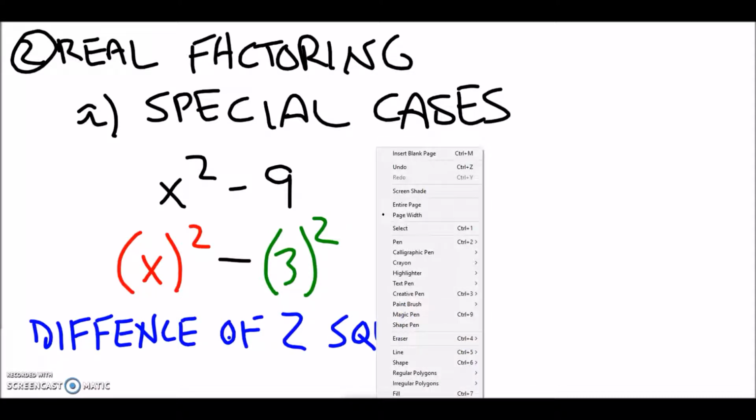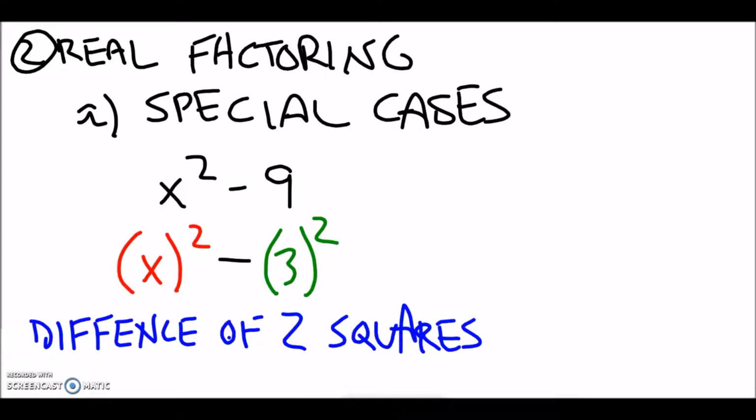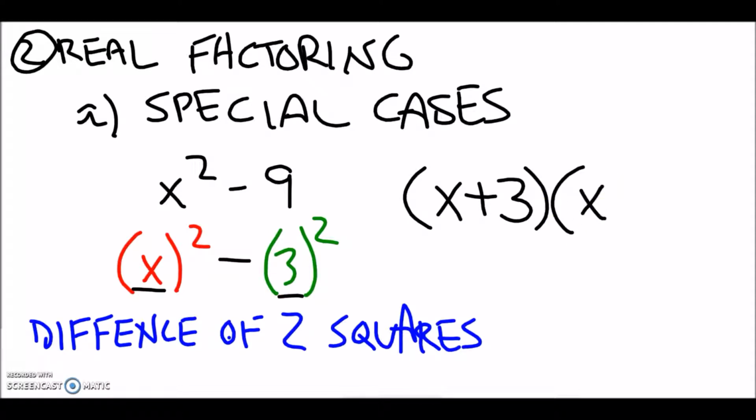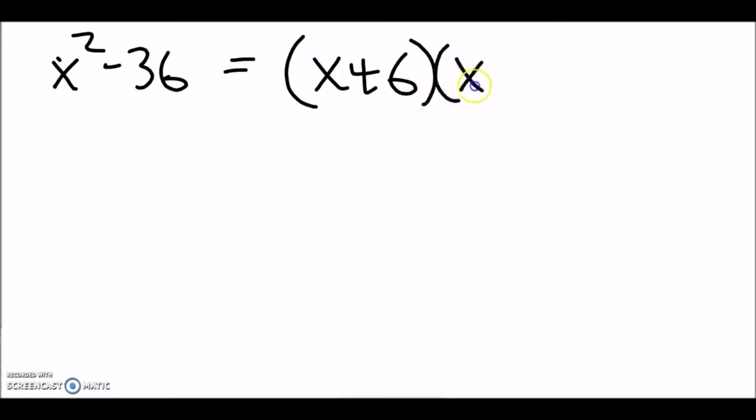So this factors a very special way, and that is x plus 3, the things inside my parentheses with a plus, and then the things in my parentheses with a minus, x minus 3. Difference of squares always factors like that. So another one might be x squared minus 36. Using our difference of squares, that would be x plus 6, x minus 6.